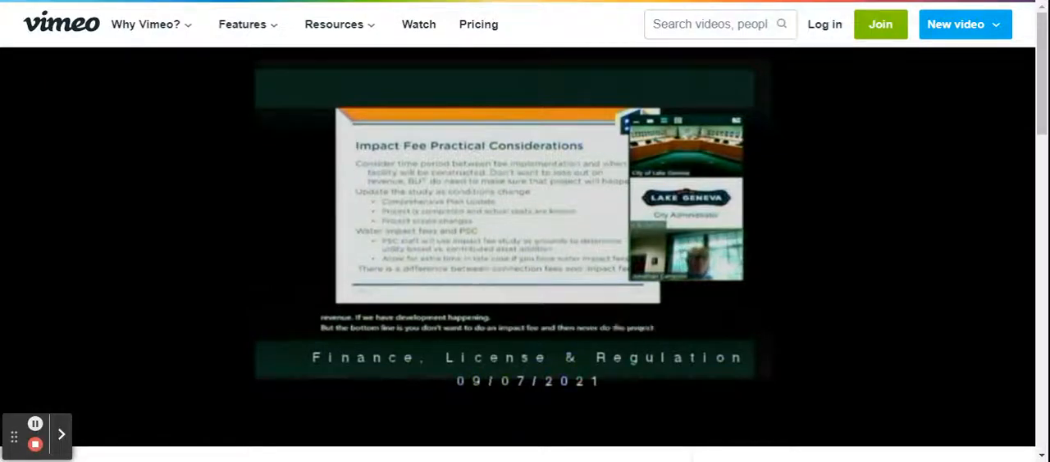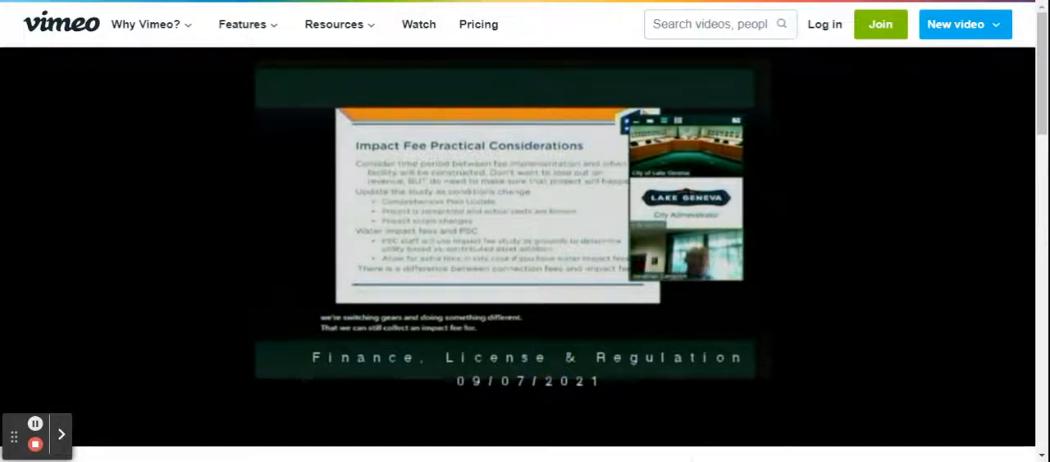That is obviously not a good thing, and you'll potentially face a refund situation, or at the very least have to come back to that fee and say, well, we said we were going to do this. Now we're switching gears and doing something different that we can still collect an impact fee for.